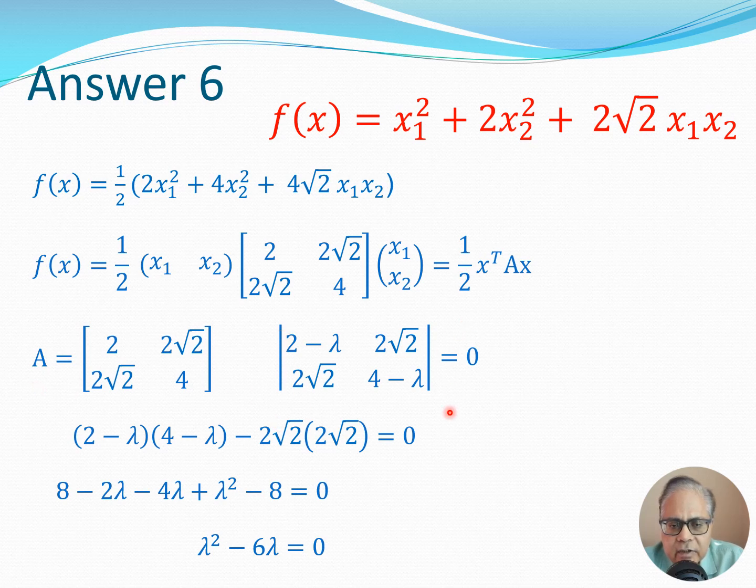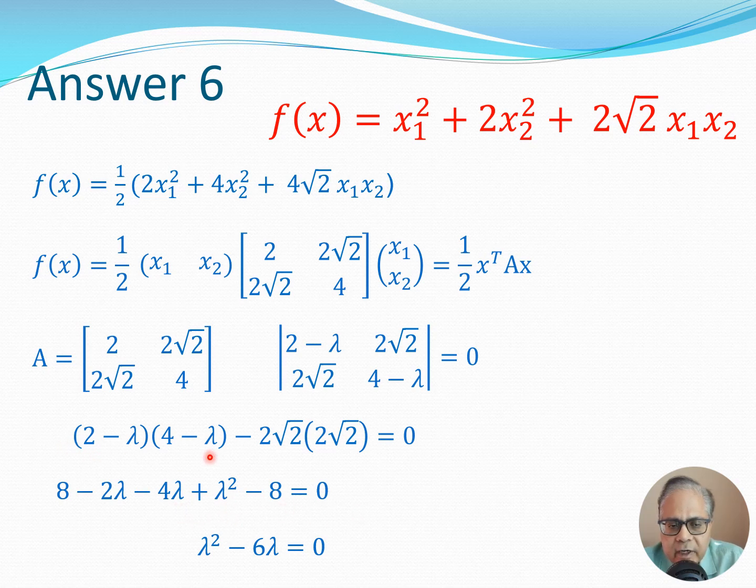So for that I set the determinant of this particular system to be 0, and once I do that I can simplify it, and you know that for a determinant you have to take this term multiply by this term, that is 2 minus lambda into 4 minus lambda, then minus this term into this term, so 2 root 2 into 2 root 2, this whole thing is 0. Now if we simplify this further, I get this particular expression: 8 minus 2 lambda minus 4 lambda plus lambda square minus 8 is 0.